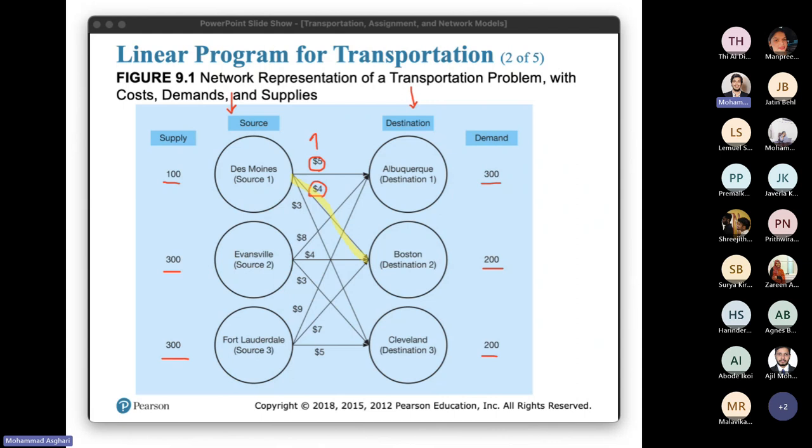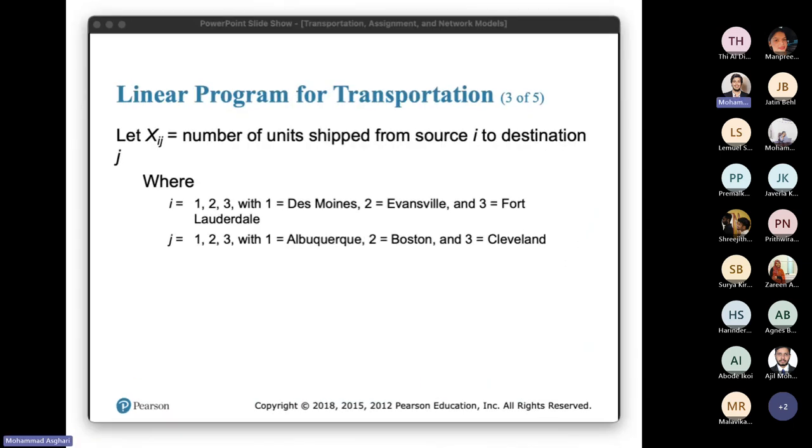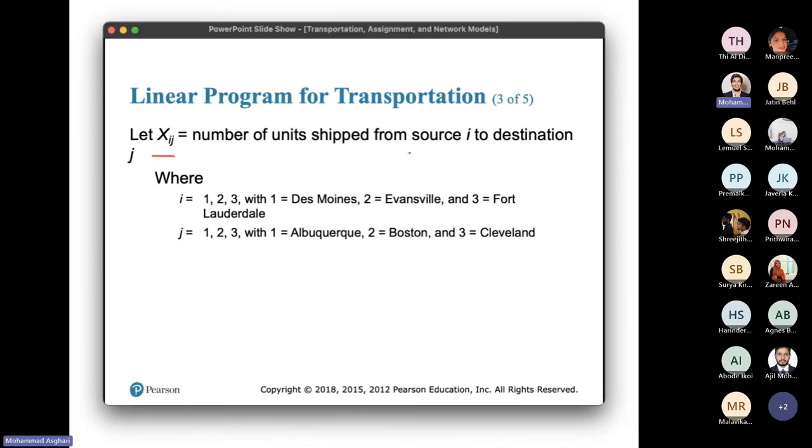It's very important. So let me show you what can be a decision variable. We should decide about the decision variable. Here we are going to use a two-dimensional decision variable, x_ij. We call it x of i and j. This means the number of units shipped from source i to destination j.